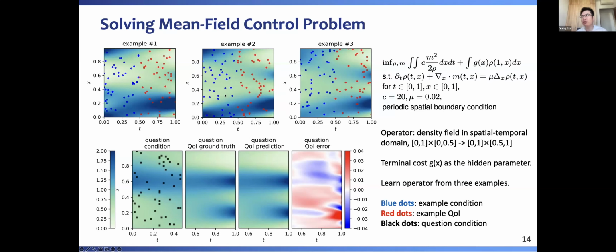So we can learn the operator from these 3 examples. I would expect the model to learn the operator from these 3 examples and then make a prediction corresponding to the new input. Basically, here is the ground truth and this is the prediction, and the error is also like 1 or 2%. So this is the example.